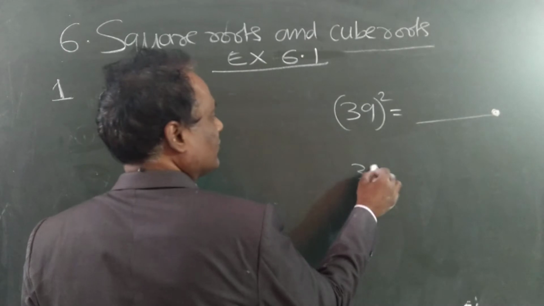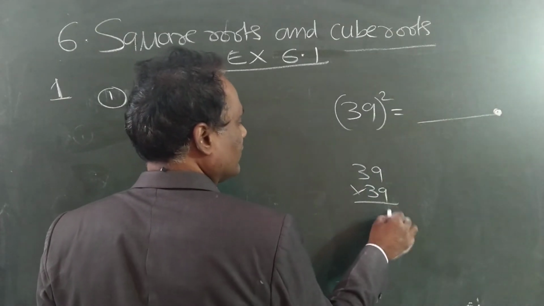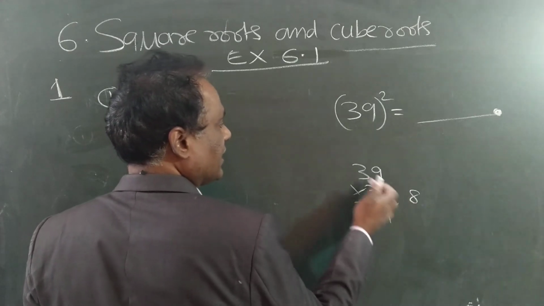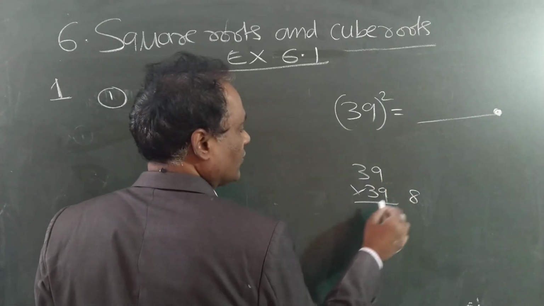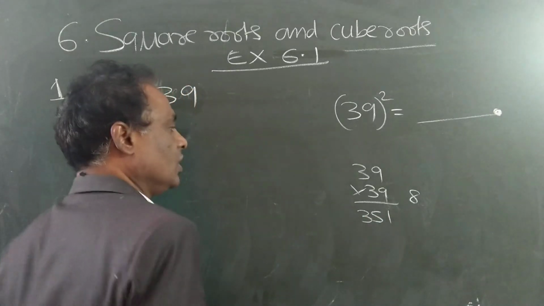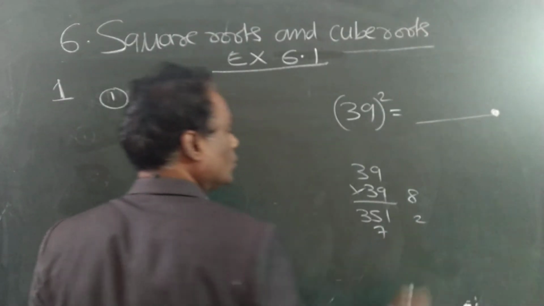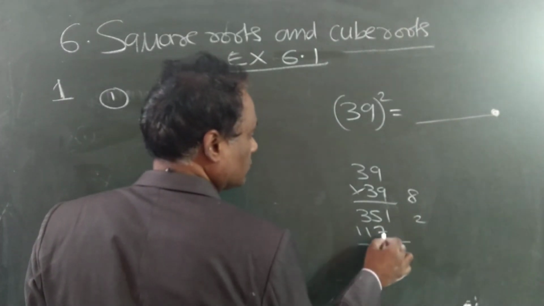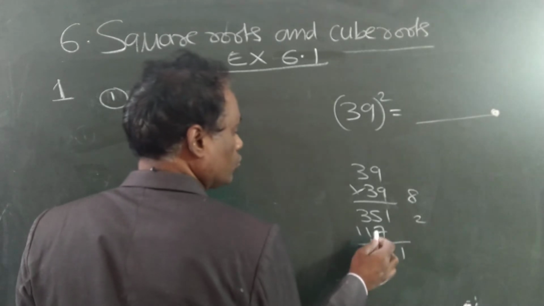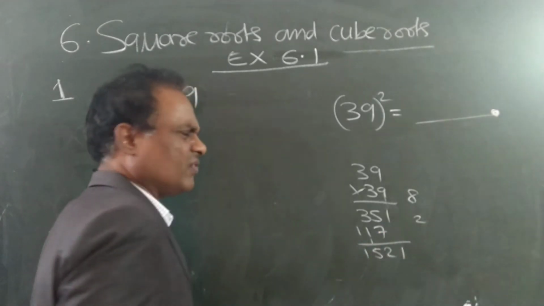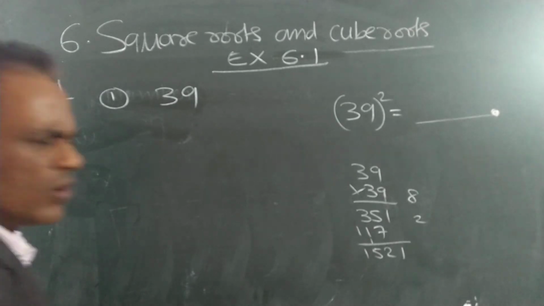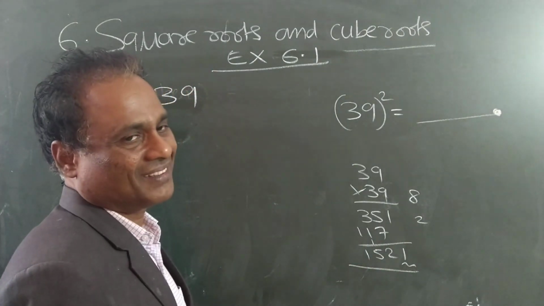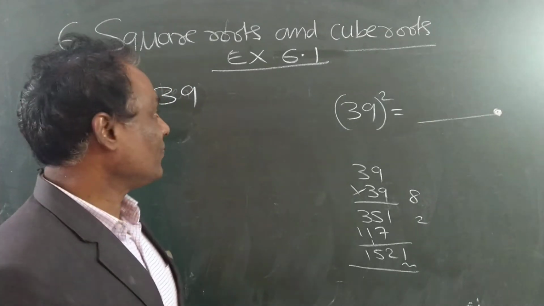Suppose 39 square means 39 into 39. 9 9 is 81, 3 9 is 27, 27 plus 8, 35, and so on, we get 1521. But we don't require the answer. What is the last digit that we have to tell? The last number. I explained, see the notes.